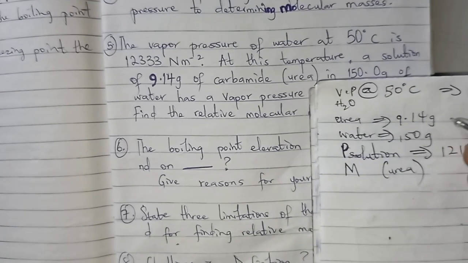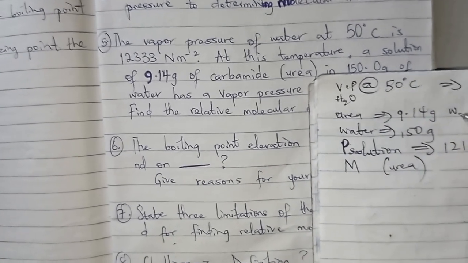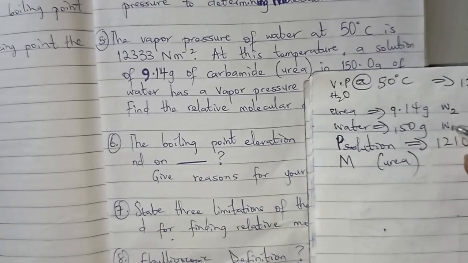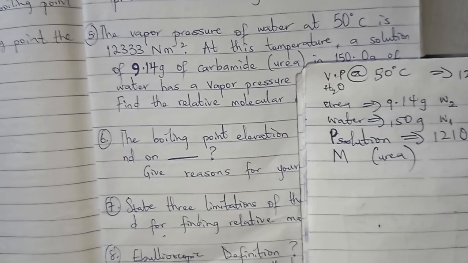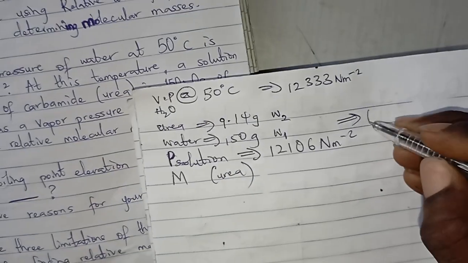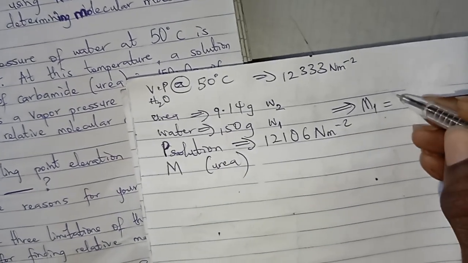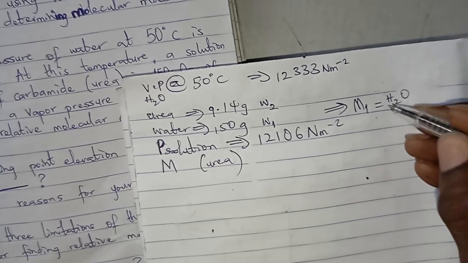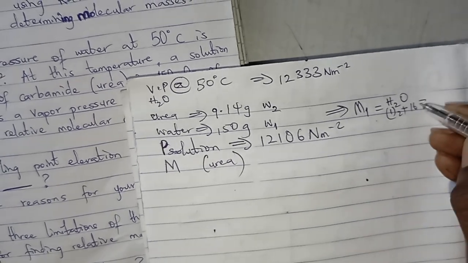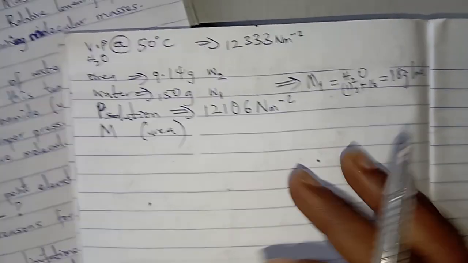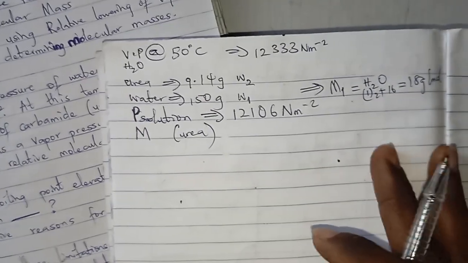So remember that this is W for solute, W2. This is W for solvent, W1. Then naturally we should know that water has molar mass M1, which is H2O, that is 1 times 2 plus 16, which equals 18 gram per mole. Now if I know this, I will start plugging in things.